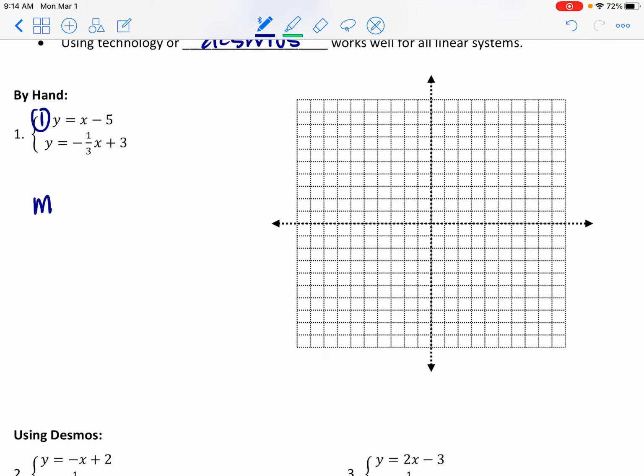Equation 1, I can see the slope, that's my number in front of x here, is 1, so 1/1. And I can see my y-intercept, that's b, is -5. So that's telling me to begin on the y-axis at -5. So 1, 2, 3, 4, 5. And from there, I can go up 1 and right 1 and make another point. I can make as many of those as I want before I try to connect the dots here.